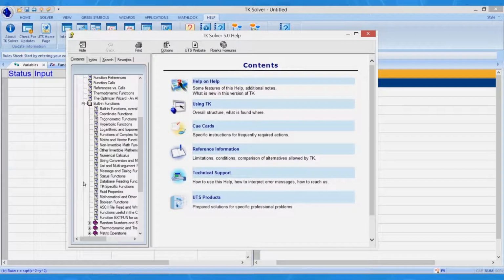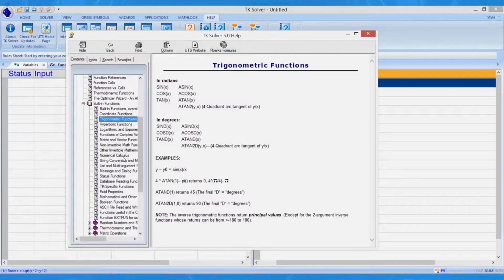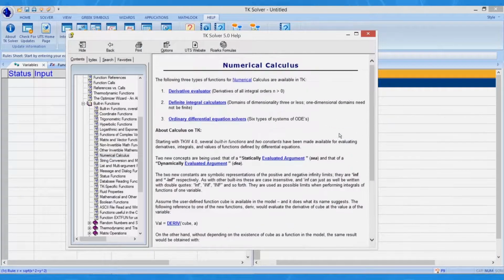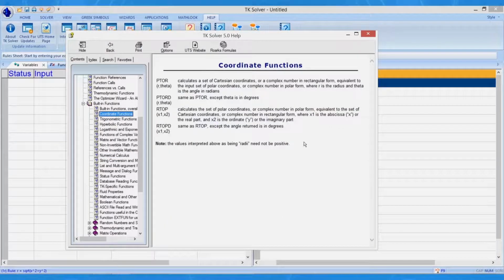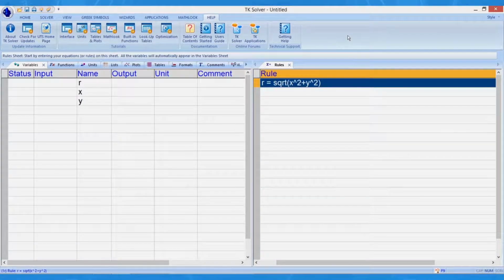Each section gives detailed descriptions. We can keep this help system open and continue working in TK Solver. It's like having a user's manual beside us.